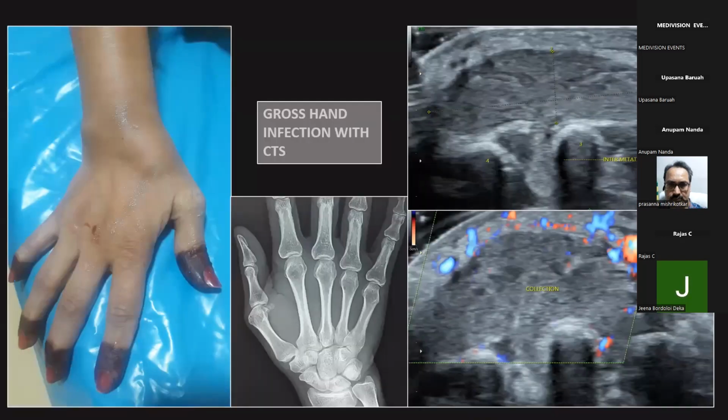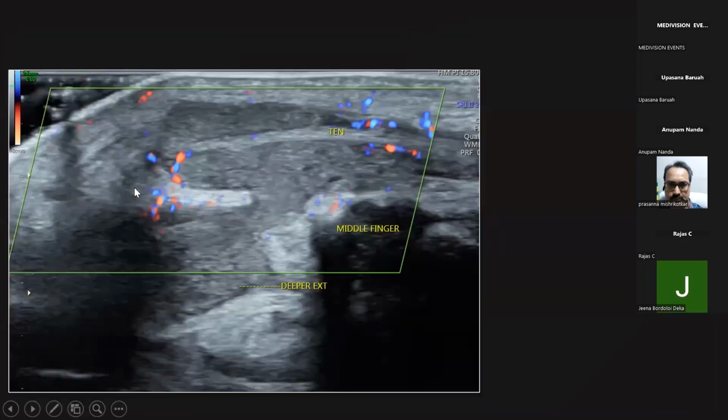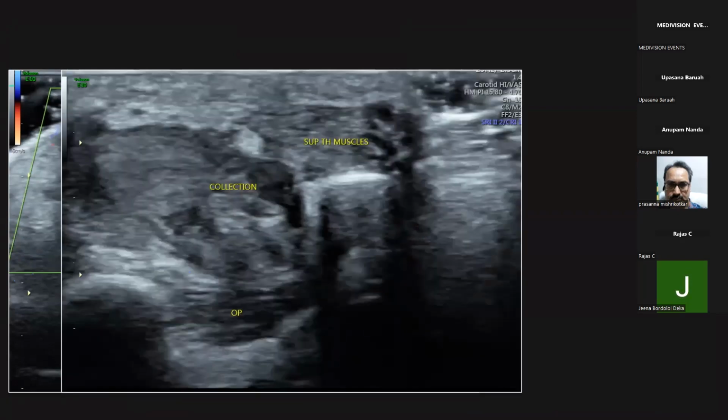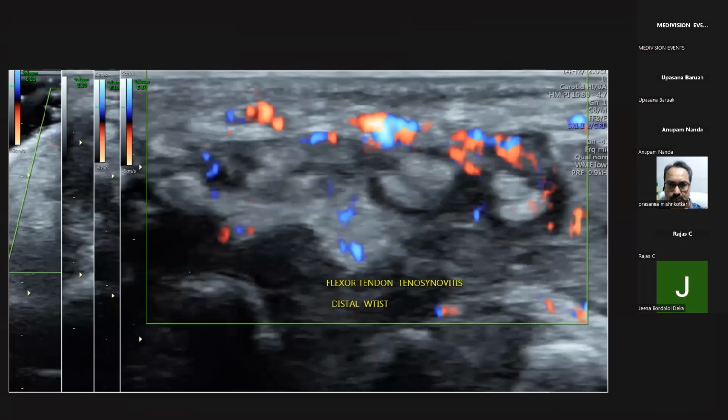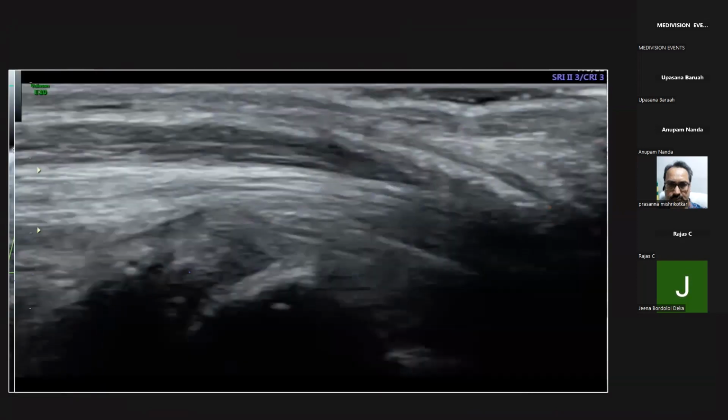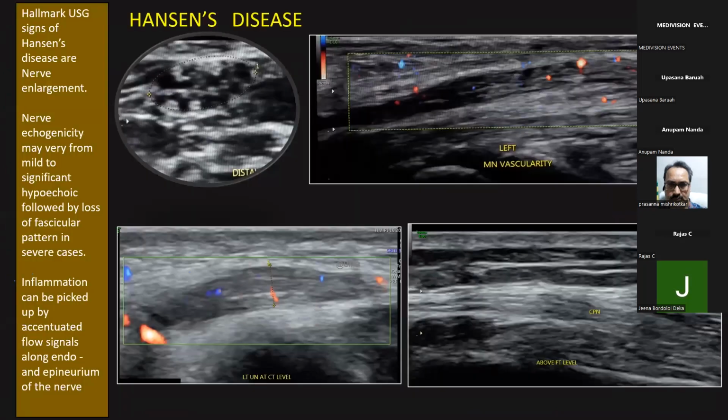This is a diabetic patient. You can see the collection on the dorsal aspect that extends to the medial side on the thenar eminence, and it's very difficult to find out where the median nerve is, but on long axis we can see the compressed sign of the median nerve compression. The patient is symptomatic. Look for Hansen disease.